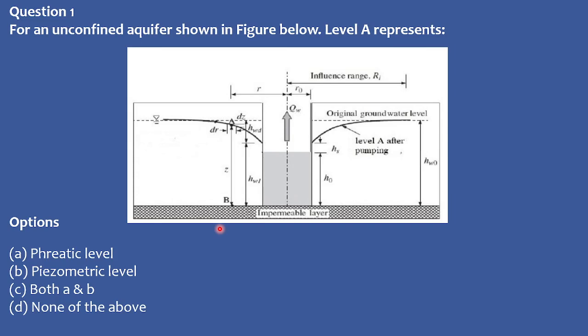So basically, this is the phreatic level. The instantaneous position of the groundwater table at any time instant is called the phreatic level, and the initial groundwater level is basically the piezometric level, you can say.